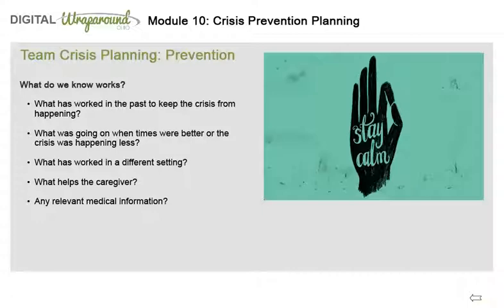What was going on when times were better or the crises was happening less? What has worked in a different setting? What helps the caregiver? Any relevant medical information? Help the team understand some of these things can be done on a daily basis to avoid the crises or stop the crises before it starts. This is an opportunity for the team to see how they can practice strength-based and creative interventions.